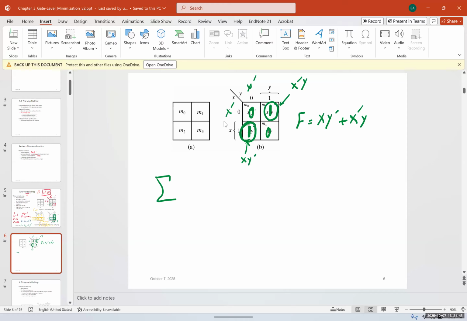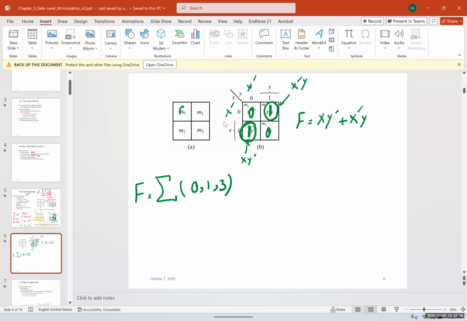There's another way that we can write this as well. I can write it like this. I want to find the simplified version of the sigma of M1, M3, M0. Or I don't need to even write M. I can write 0, 1, 3. I want to find the sigma of 0, 1, 3.